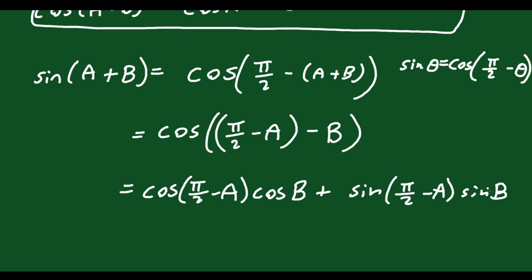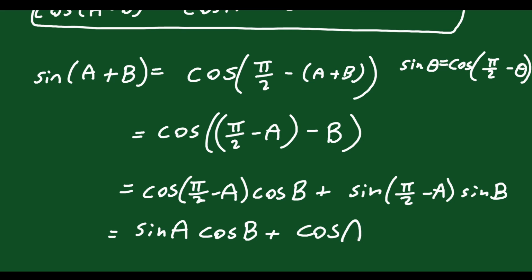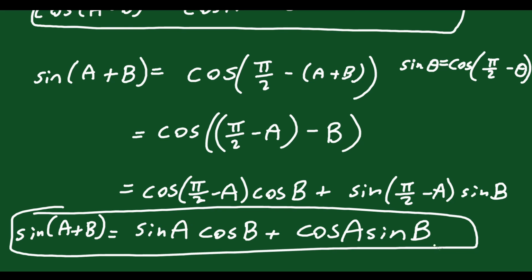What's going to happen here? Well, cos of pi over 2 minus A, remember from this, that's just equal to sine of A. So you get sine A cos B plus this, if you use the other rule, the one that says cos of theta equals sine of pi over 2 minus theta, that's going to equal cos A sine B. So just writing that again, that's your third one: sine of A plus B is equal to all this.